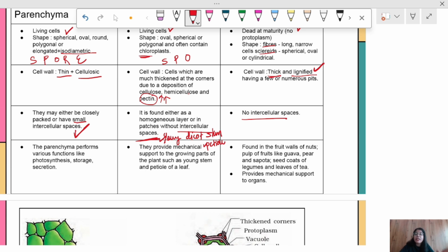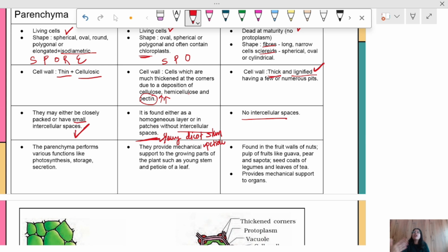The main work of fibers and sclerites is to provide mechanical strength and support to the plant body. Imagine that if their organization is not compact, if they are not packed tightly, will they be able to give any kind of mechanical strength? No, right? So they don't have any intercellular space. Okay, this point is not mentioned in NCERT.